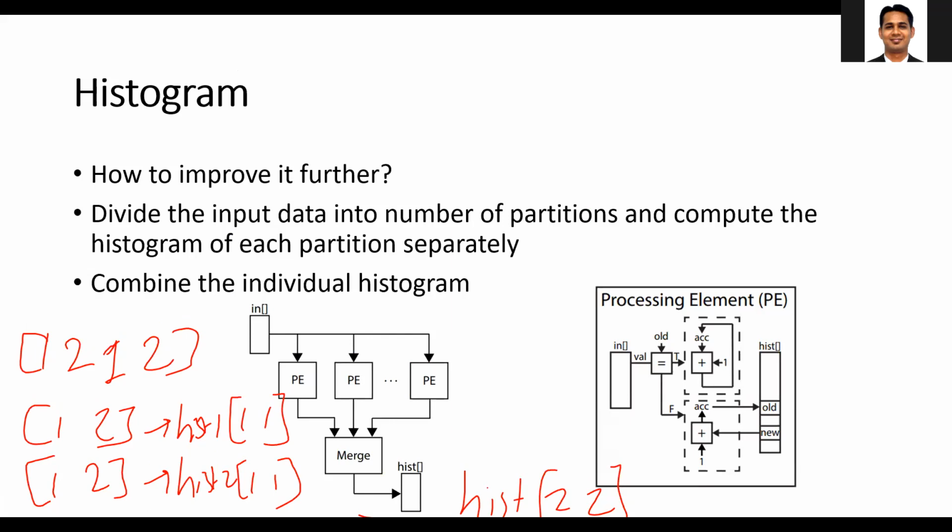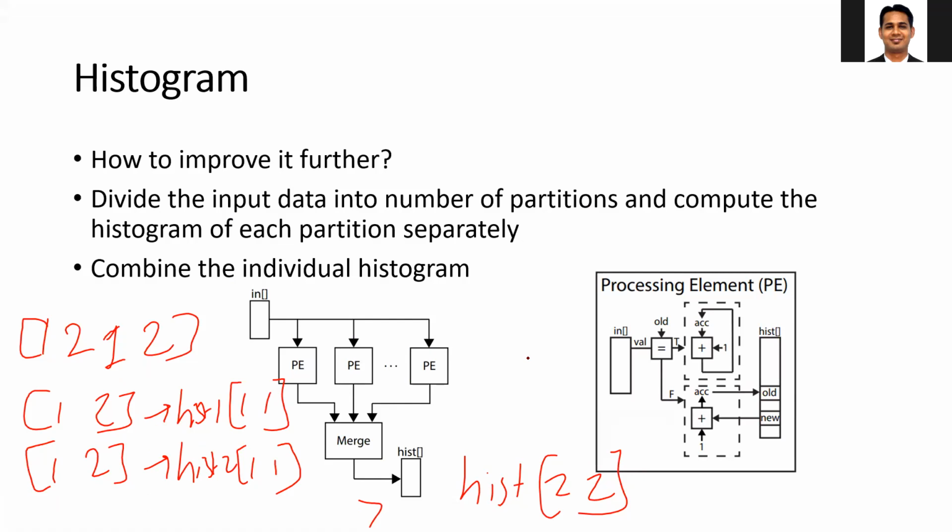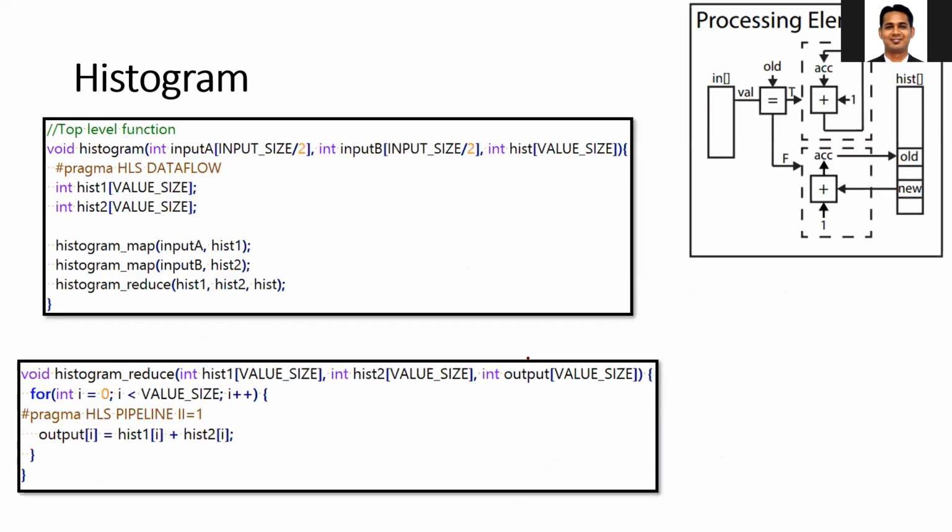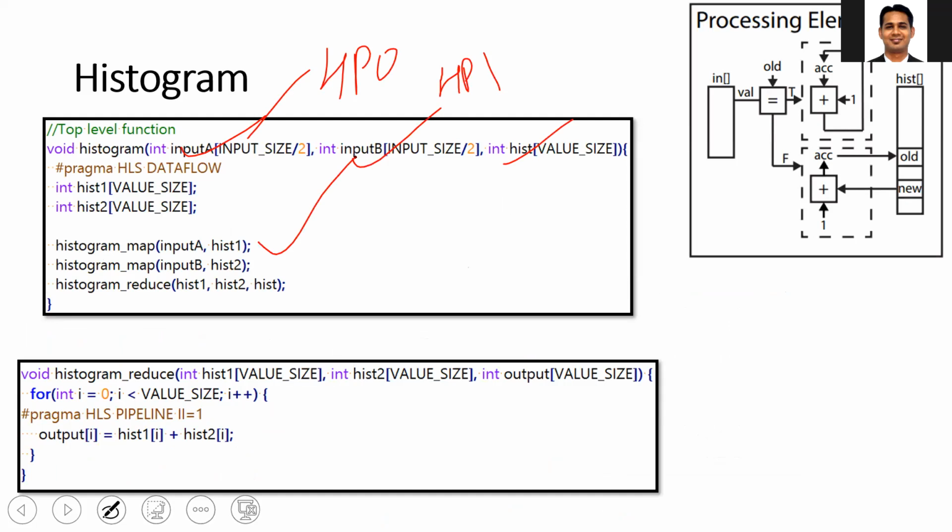Okay, so via dividing your input, you can improve the performance. So for example, you can see that I have input A, input B, and the output is the histogram. Here I can use the two HP ports, HP0 and HP1, to read the two inputs simultaneously. And then I can use the same function to calculate the histogram for input A and input B, and then I can do the addition of the two histograms to get the output. So you can see that it's a straightforward addition of the two histograms.